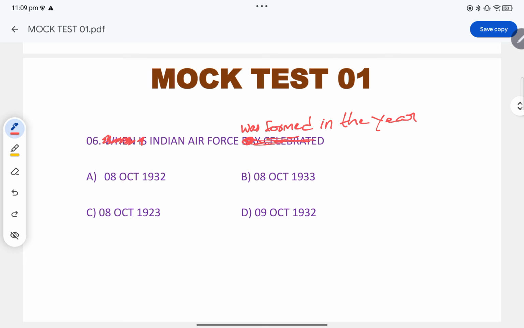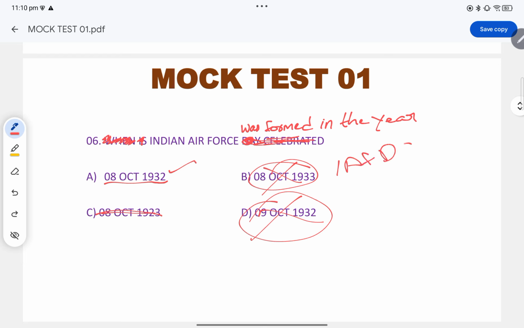So this was a question. It was a small typing error. So it's not 9th October. So this is wrong. 8th October 1933 is also wrong, and 8th October 1932 is the right answer. It was formed on 8th October 1932, and we celebrate Indian Air Force Day on 8th October every year.